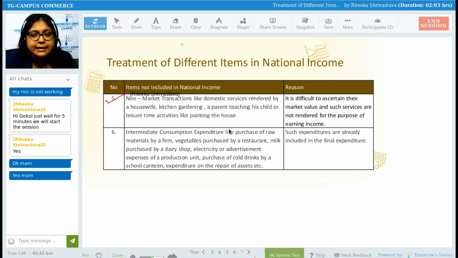Fifth is non-market transaction like domestic services rendered by a housewife, kitchen gardening, parent teaching his child, or leisure time activities like painting the house. Again, all those. Now, when we were studying the precautions of value-added method, we have studied already that all the domestic services will not be included in national income.